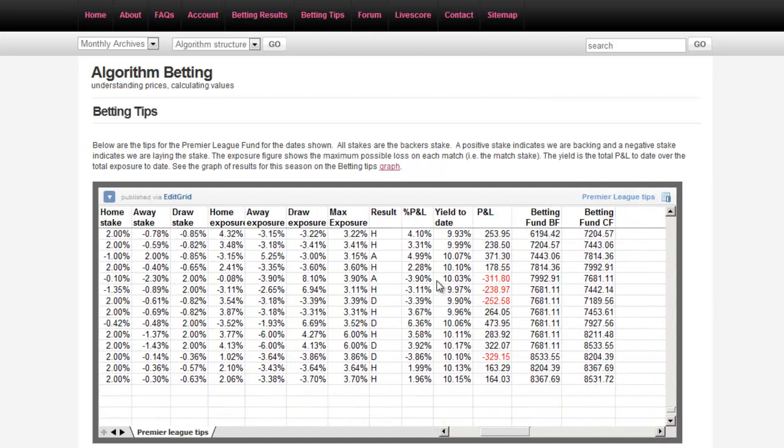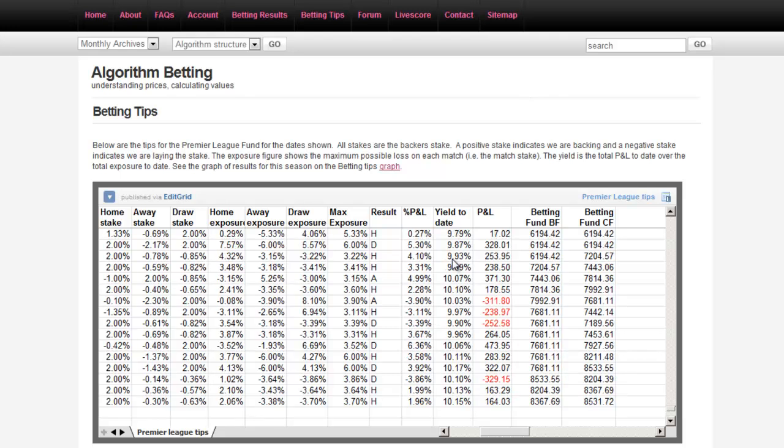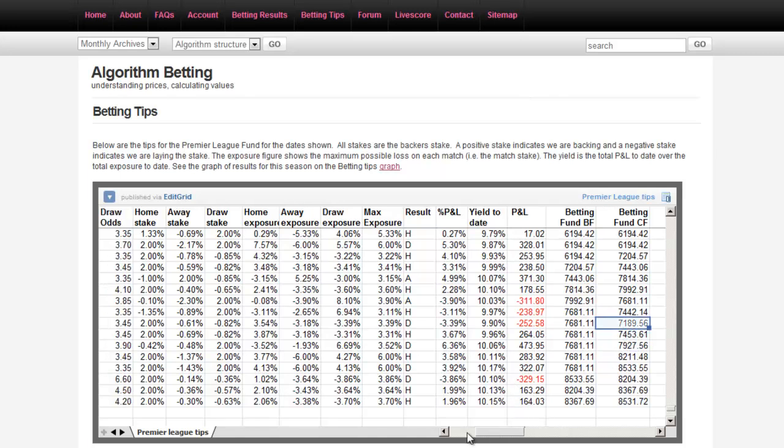Then, just to explain the rest of the sheet, we have yield to date. This is the total return over the maximum exposure cumulative over time. So it will increase with wins and it will decrease with losses. Here we have the simple P&L on every match, and our betting fund tallied, brought forward and carried forward.